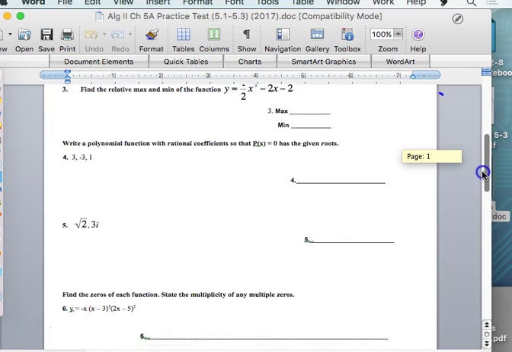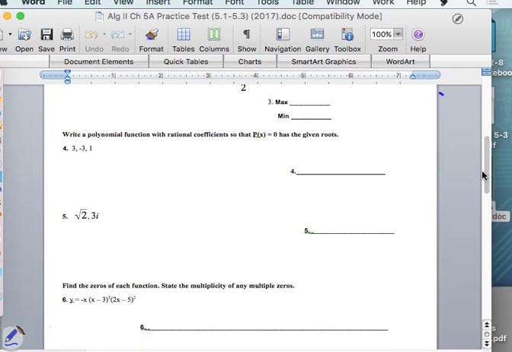So this says we're going to write a polynomial function with rational coefficients so that p of x equals 0 has the given roots. Ooh, they told me what I have to call it. They said it has to be called p of x. Now, it did say polynomial function, so that usually means f of x, g of x, h of x, any of that stuff. But they specifically mentioned p of x, so we better use p of x. Now, how on earth am I supposed to do that if they just tell me it's 3, negative 3, and 1? What do we use for the 3?